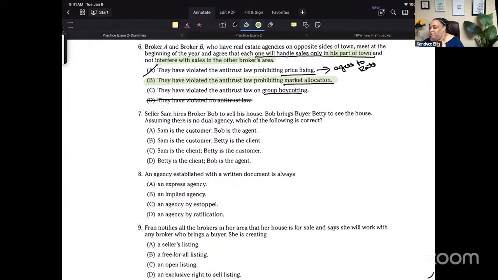Nobody is going to stock or make Tide available. And they all get together and do that. That would be a problem.